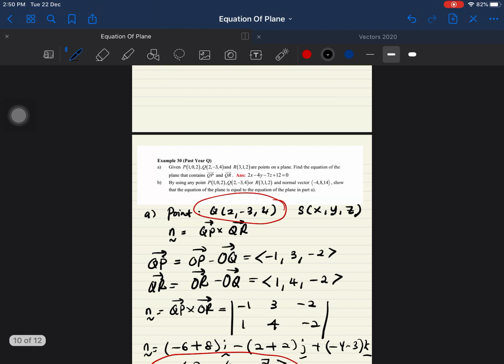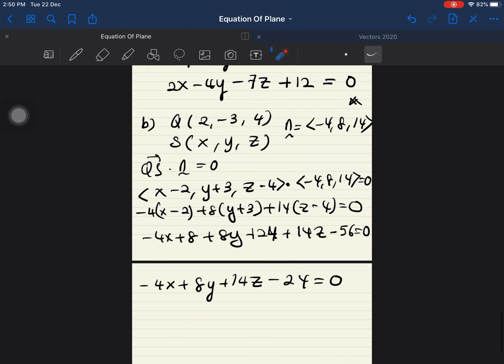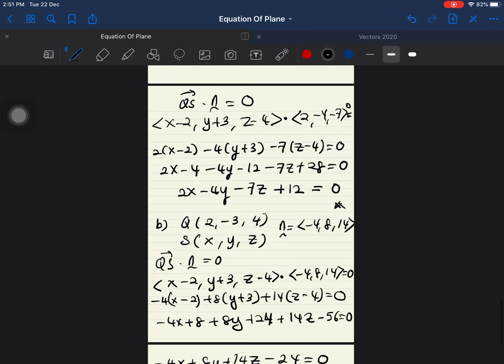So equals zero. The question said show that the equation of the plane is equal to the equation of the plane in part 2. So if you look at part 2 earlier, we have this. Now we have this. How do we make this the same as that one? So we need to divide all of this by 2. Right? So therefore you will have negative 2x plus 4y minus 7z minus 12 is equals to 0. Okay?